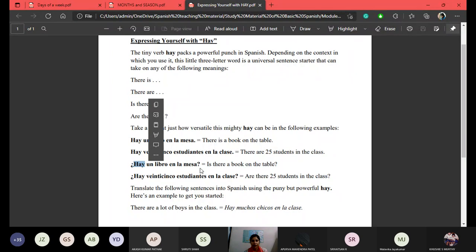Hay un libro en la mesa, but the question mark itself makes it clear, okay, this is a question. So people generally, "is there a book on the table?" or "hay un libro en la mesa?" People give the answer either yes or no. Okay, so again, "are there 25 students in the class?" Hay 25 estudiantes en la clase? Either your answer will be yes or no. So, is it fine now? Four uses of it. First is "hay un libro," "hay 25 estudiantes" in an affirmative sentence, and then asking a question: is there a book or are there 25 students? Is it fine? Then we will move to the exercise.